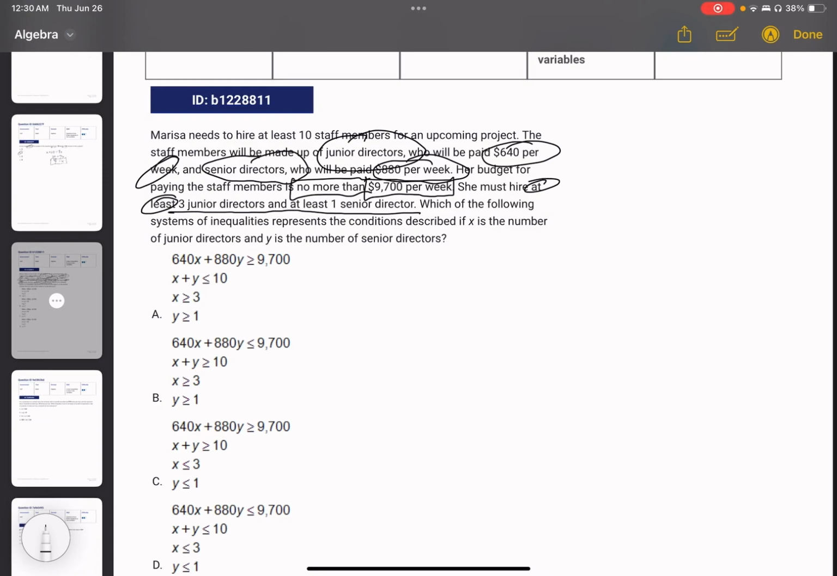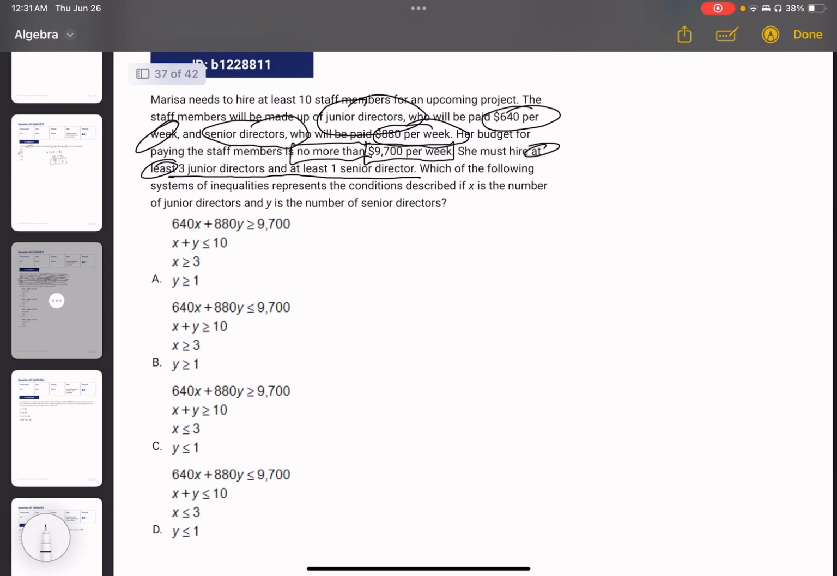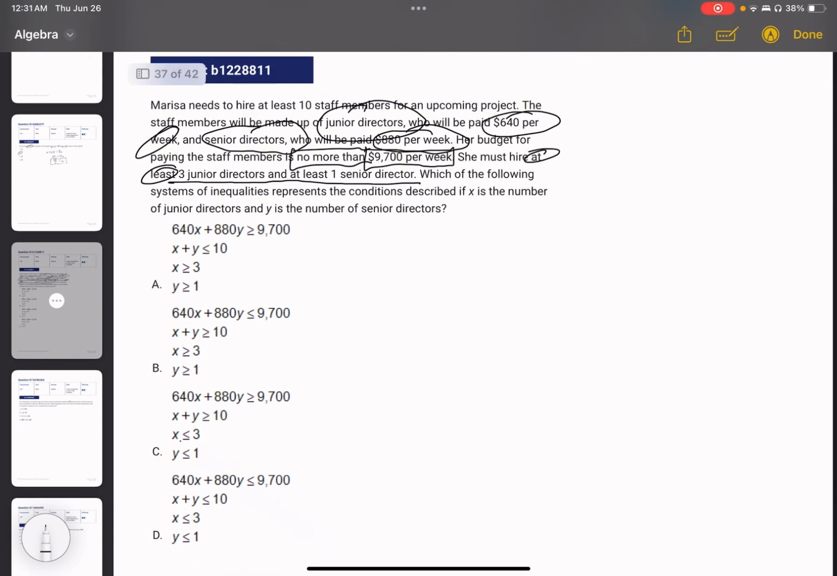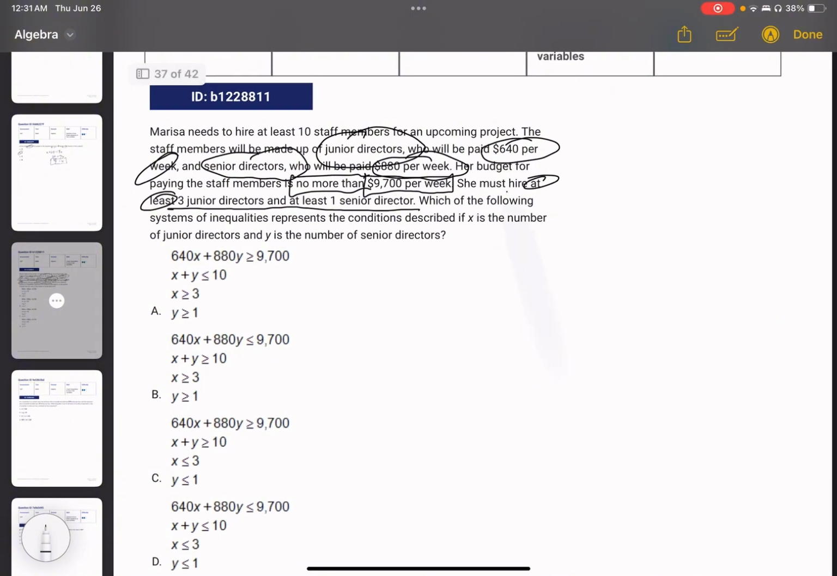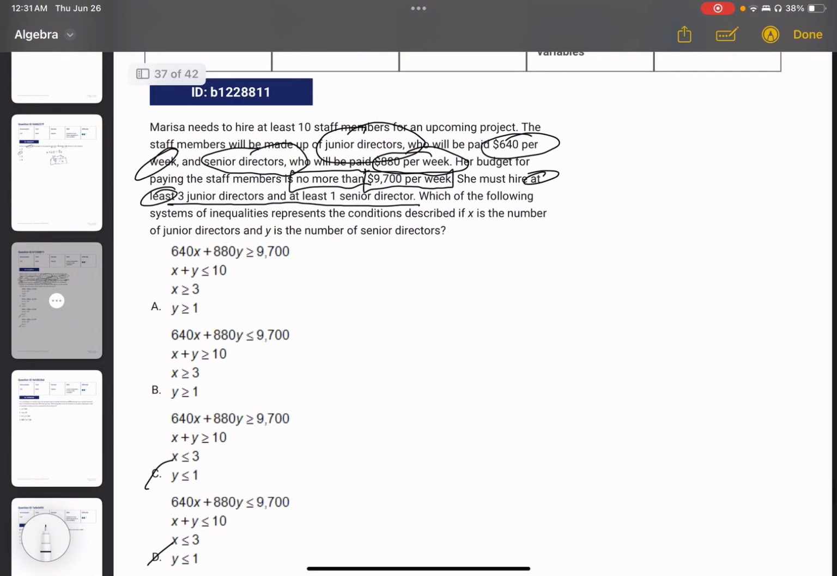Okay. Analyzing this, we're going to look at the bottom two for each of them. So they're all set up the same way, where we have x and y at the bottom. So we know that we need at least 3 juniors and at least 1 senior. So at least is denoted by greater than or equal to. So we have at least that amount. So greater than or equal to 3 and greater than or equal to 1. That is correct. That is correct. That is incorrect. That is incorrect. Since those are less than or equal to on that C and D answer.